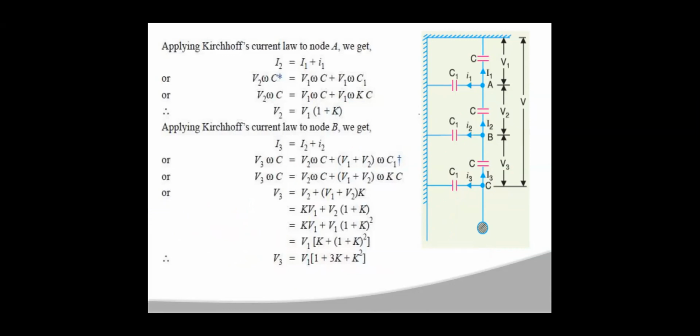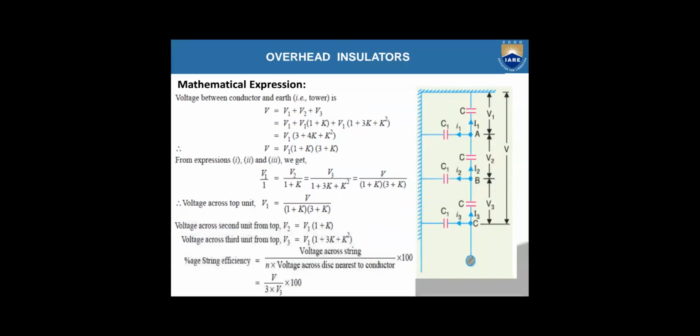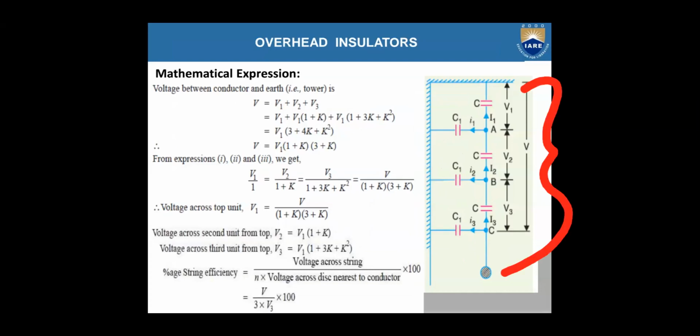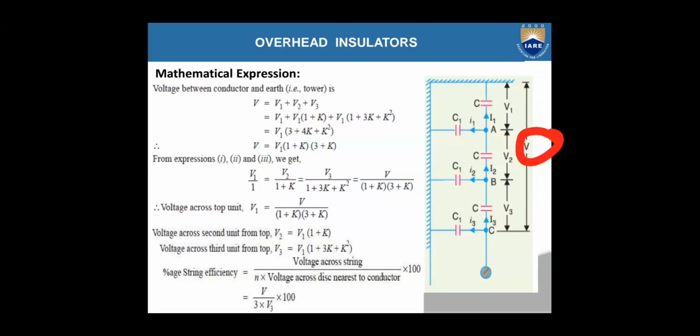Now the voltage between the conductor and earth is nothing but the voltage between the conductor and the tower, which is the total voltage across the string. Here we have the tower and here we have the conductor. The tower is connected to the earth, so you may also call it the voltage across the conductor and earth. That is the total voltage V. So the total voltage V is the sum of all the voltages: V1 plus V2 plus V3.